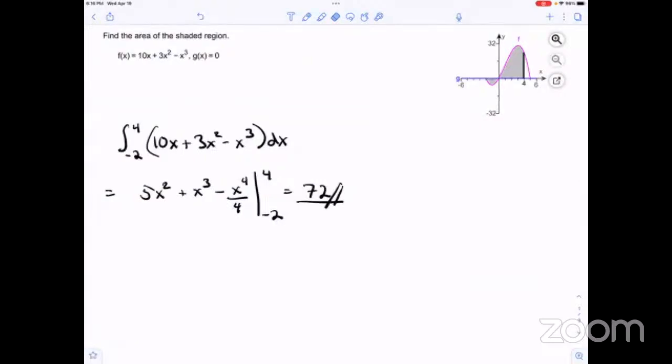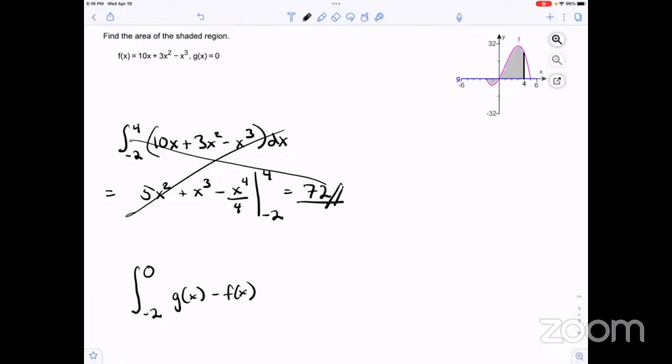So let me strike through this for right now. And so if they want the area of the shaded region, let's do the integral as x goes from -2 to 0. And there we're going to do g of x minus f of x, because as x goes from -2 to 0, g is above f, right? So we're going to do this first, dx.